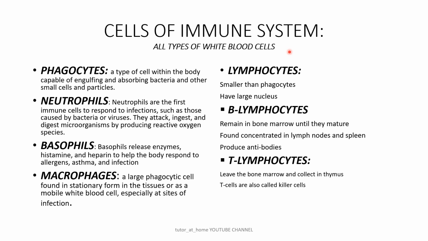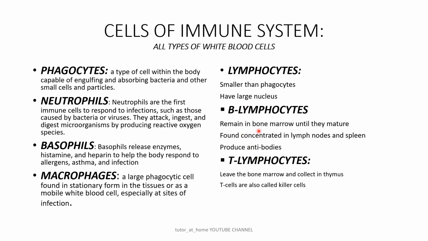Lymphocytes, smaller than phagocytes, have a large nucleus. Lymphocytes are of non-phagocytic function. They will not engulf or ingest the pathogen. Rather, they will secrete chemicals or antibodies to kill the pathogens outside the lymphocytes. They can be categorized as B lymphocytes and T lymphocytes.